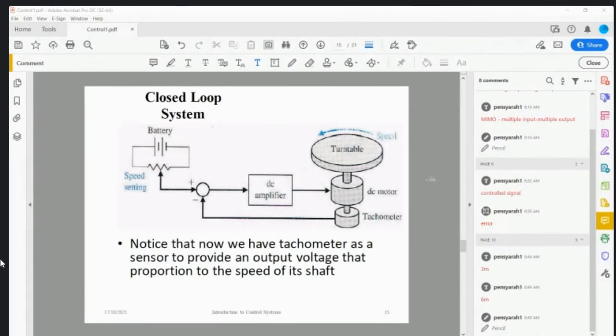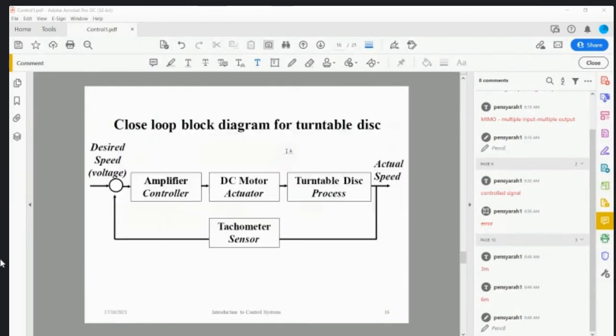In terms of the block diagram for this turntable speed control, we represent the process as the turntable disk. The actuator is the motor, the sensor is the tachometer, and the controller is the amplifier. You can see this is the closed loop block diagram because there is feedback from the output to the input using a sensor there.